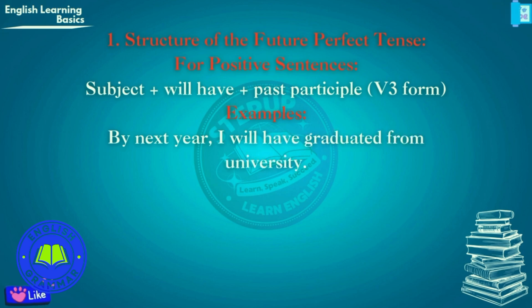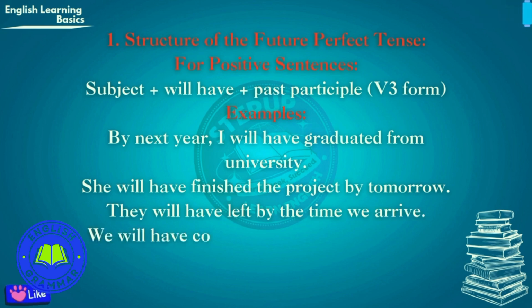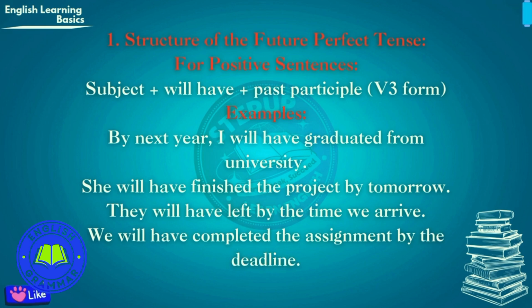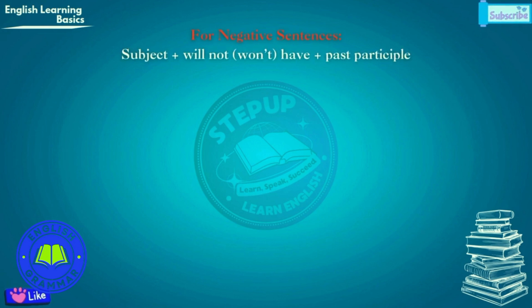Examples: by next year, I will have graduated from university. She will have finished the project by tomorrow. They will have left by the time we arrive. We will have completed the assignment by the deadline. For negative sentences: subject plus will not, won't have plus past participle.